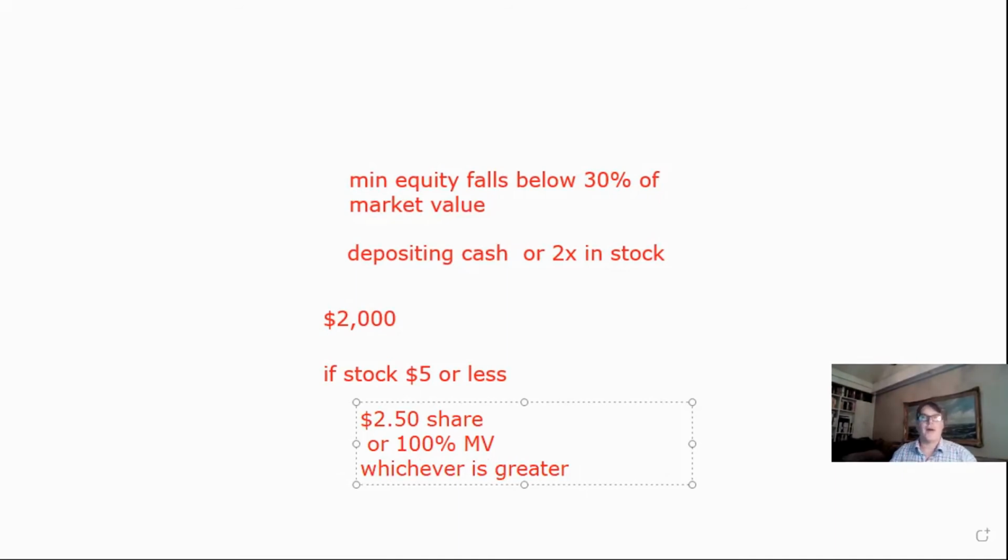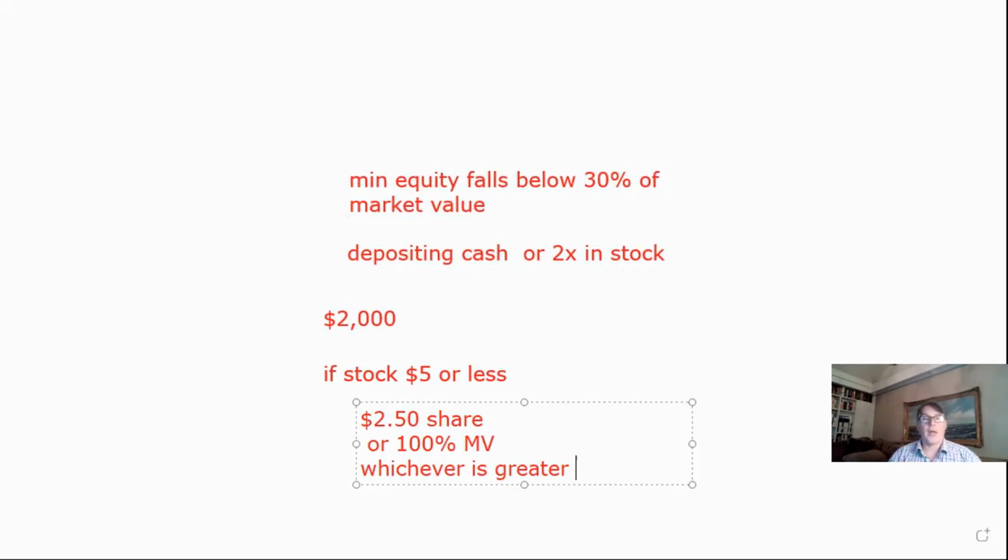So if you short $10,000 of a $2 stock, well, you look at it: $2.50 a share is 25,000, I think that works, or it's 100%, which is 20,000. So that doesn't work, okay? So you'd have to put down the 25 grand. That's the larger one, okay?